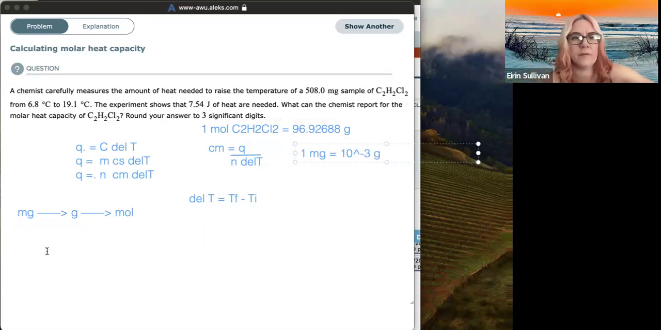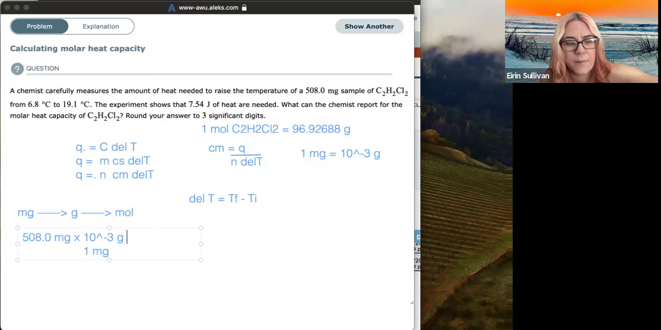So now we really do have everything we need, okay? So 508.0 milligrams, convert that to grams. So milligrams goes on the bottom and grams goes on the top. So 1 milligram is 10 to the power of minus 3 grams. Sweet. So right now we convert milligrams to grams. Then we have to convert grams to moles.